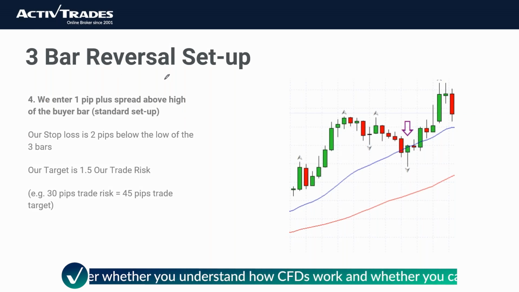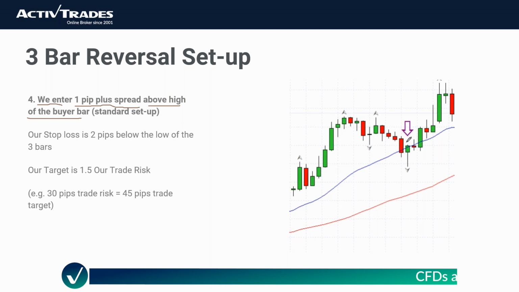For the standard setup that we're going to talk about today, we enter 1 pip plus the spread above the high of the buyer bar. This is the standard set, 1 pip plus the spread. So maybe you're trading this on your dollar, and the spread there is about 1 pip. So it's 1 pip plus the spread, so 2 pips above. That is where you'd be placing your entry to go long.